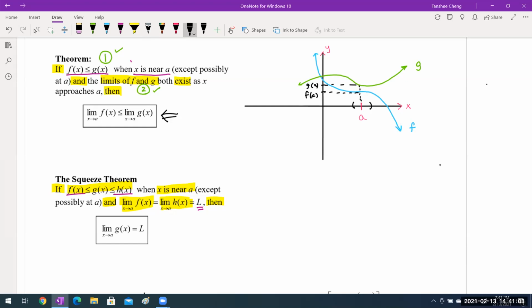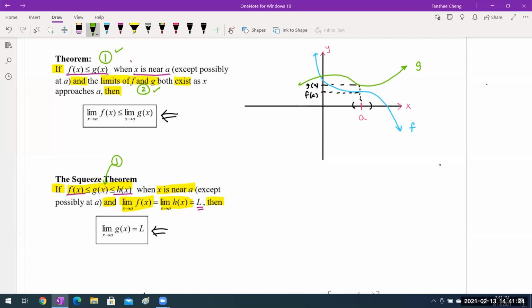has no other choice but to be what? The same limit as the other two. Okay? That's what it's saying. So once again, in here, you have to meet two criteria. One, the function must be bounded between the lower bound function and the upper bound function, which is this one.